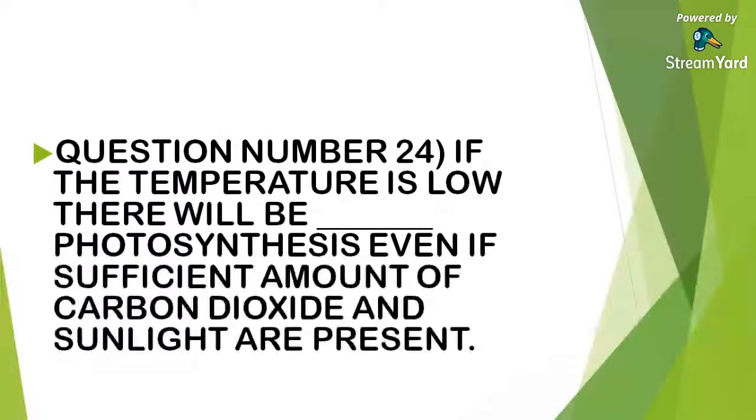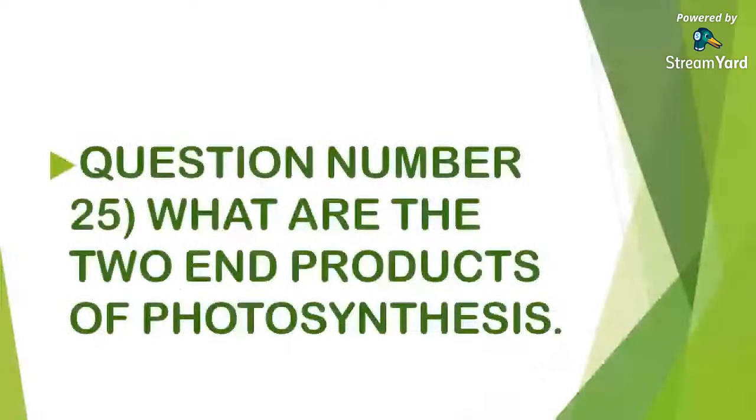Now, the next question is question number 25. What are the two end products of photosynthesis? Yes. So photosynthesis is very important for the ecosystem, for living organisms. So what are the two end products of photosynthesis?